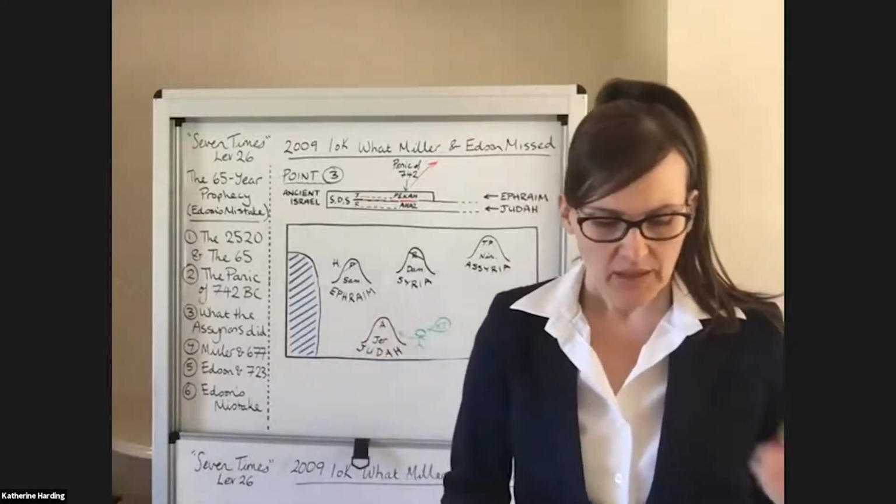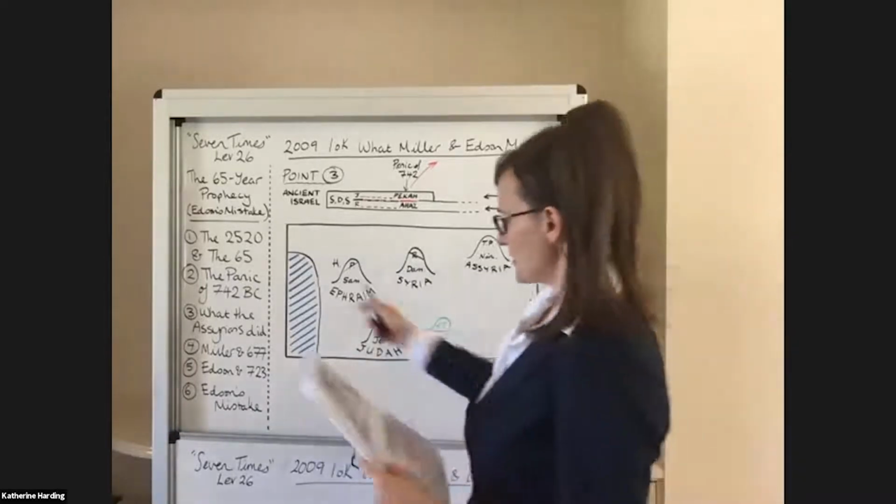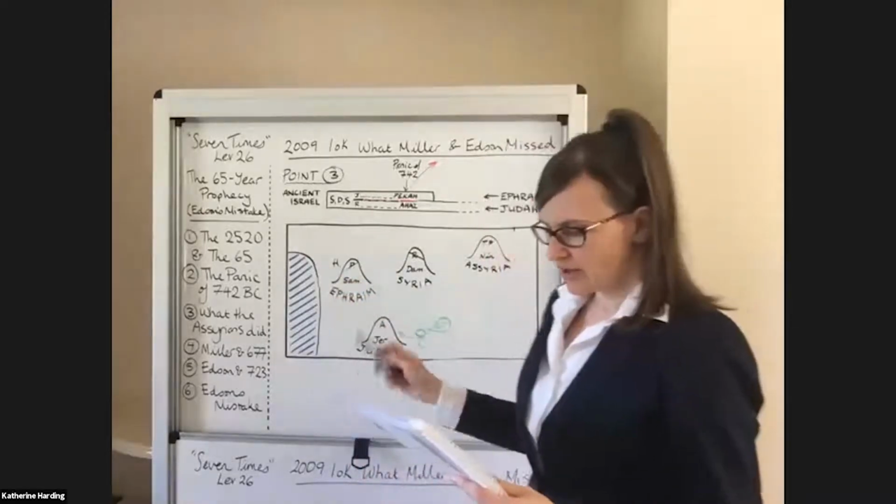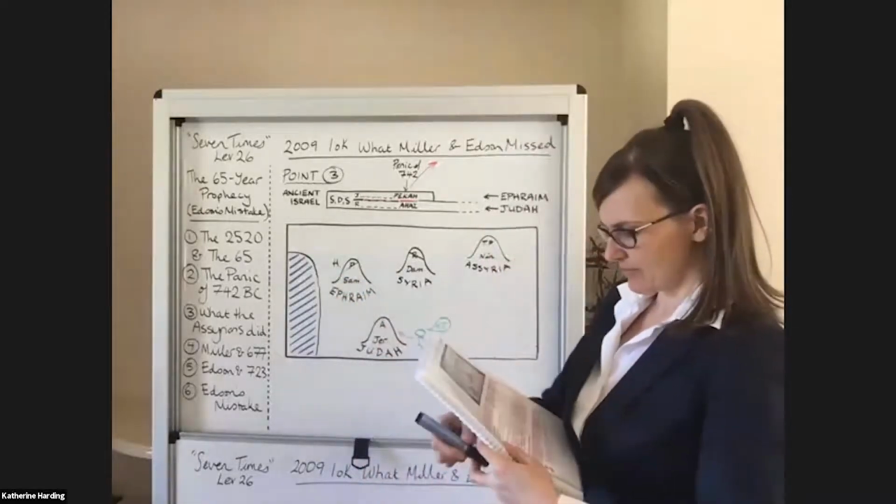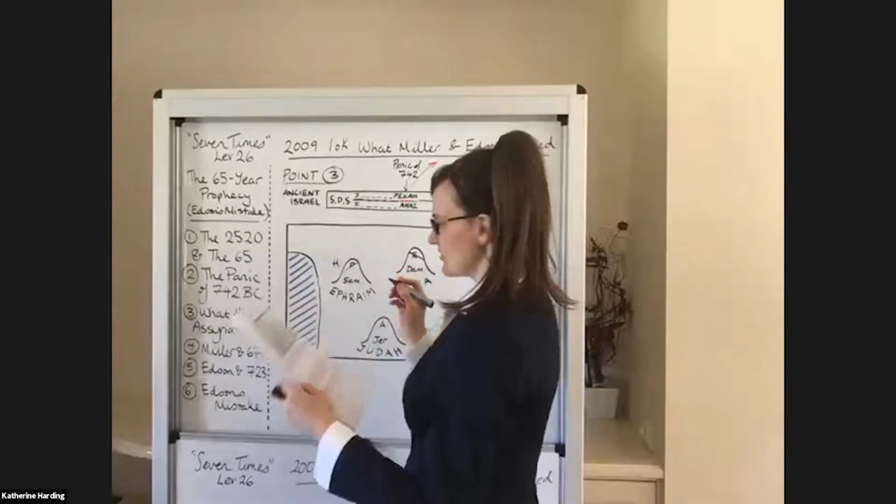Okay, so Pekah's been killed and replaced by Hoshea. We've got that there. Hezekiah becomes king of Judah, so we're just moving forward a bit in history.